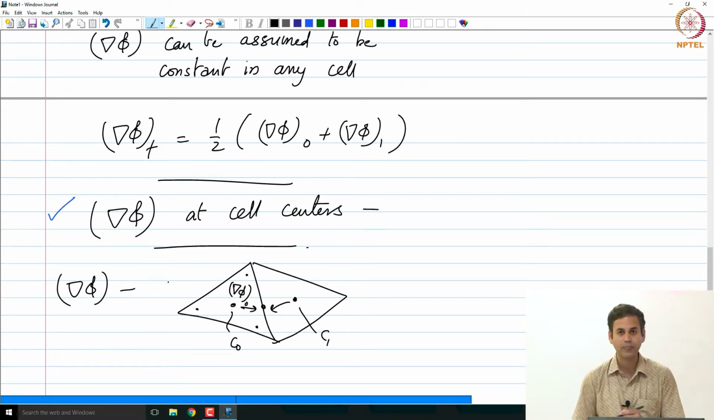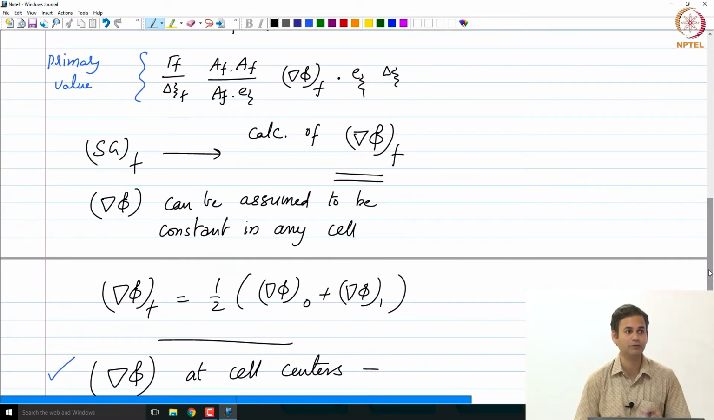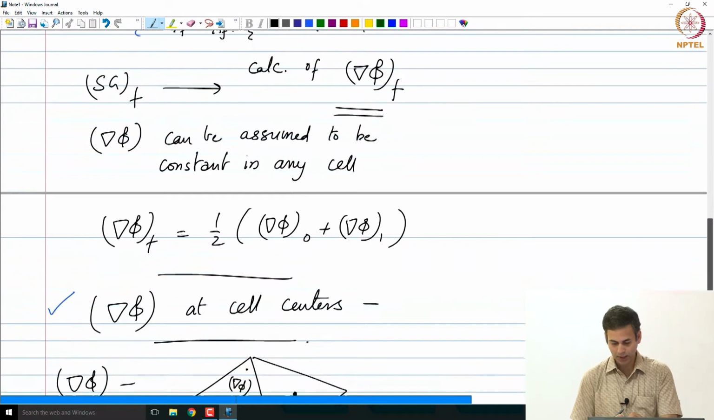Other questions? Is the concept clear, of coming to the calculation of the gradient of phi from the motivation of the secondary gradients? Okay, fine. Then let us move on.